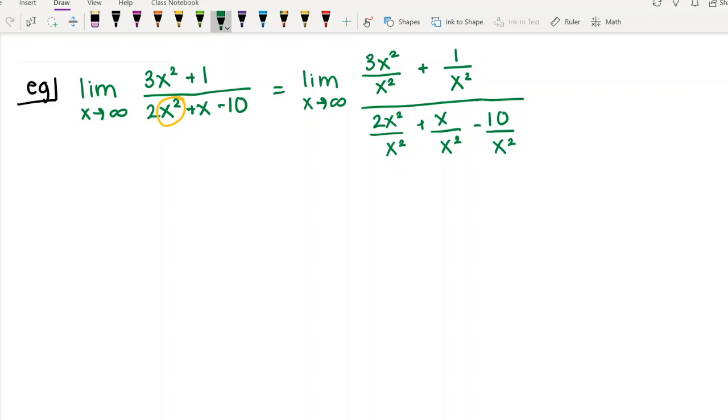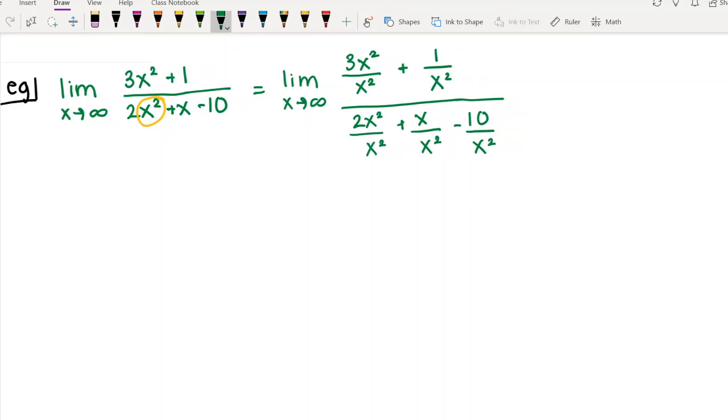Okay, so if we now go through and simplify each of these fractions, we'll have the limit as x approaches infinity of just 3, right, the x squared cancel out. Then we have 1 over x squared. And then we have 2x squared over x squared, that's just 2. Then we have 1 over x. And then we have negative 10 over x squared.